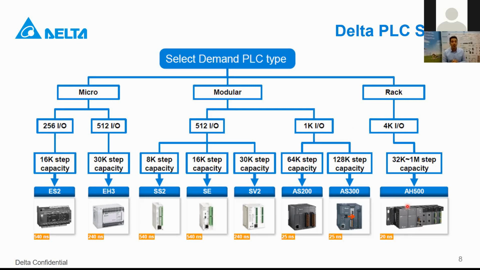First, we need to define how many I/O we need. And then for sure, the capacity of the PLC. Here you see the capacity of the PLC is quite diverse. For AS, I can say like 64 to 128. And at the bottom, you can see the execution time.